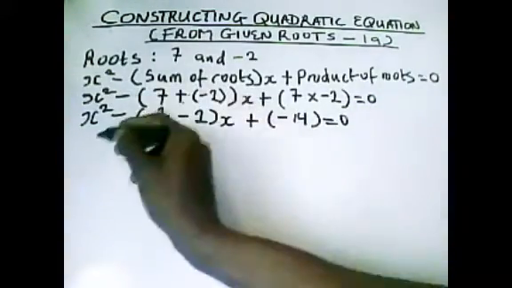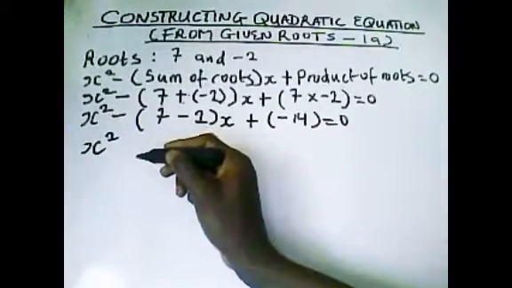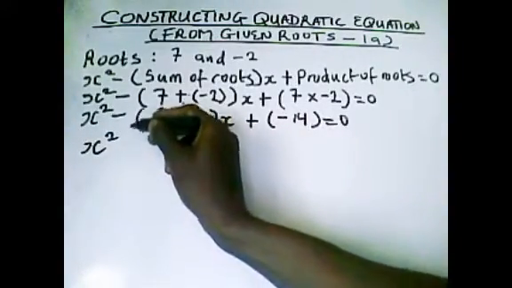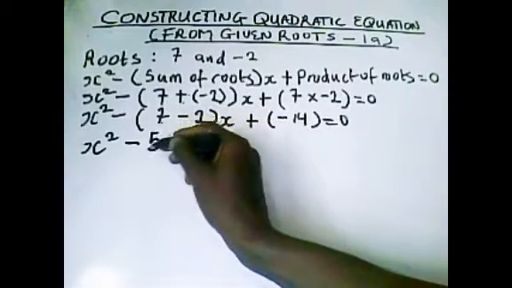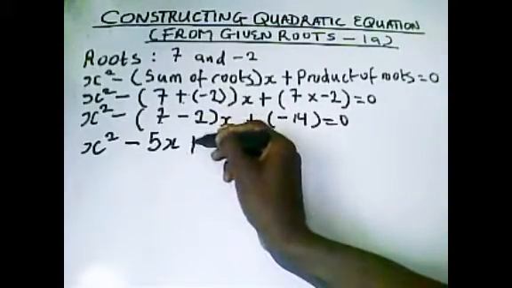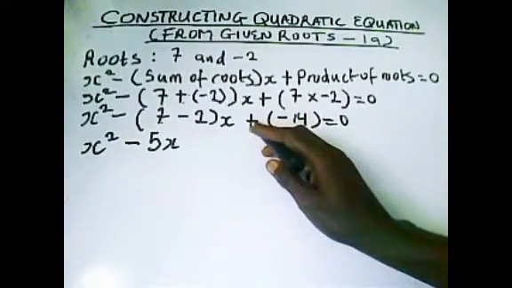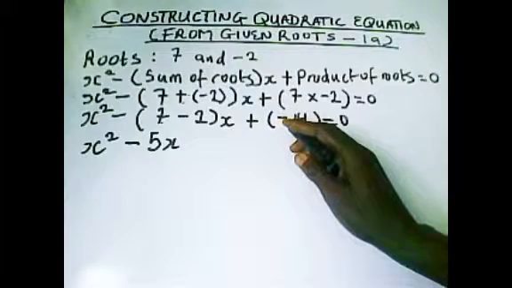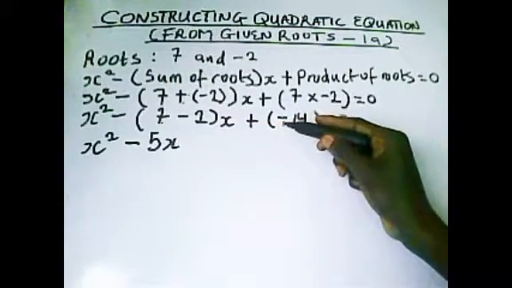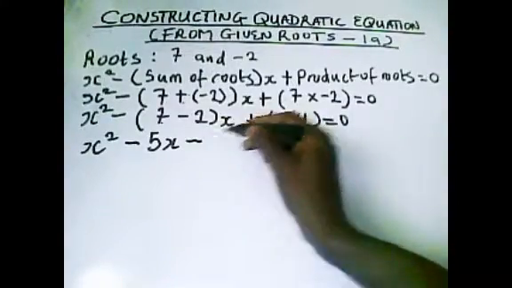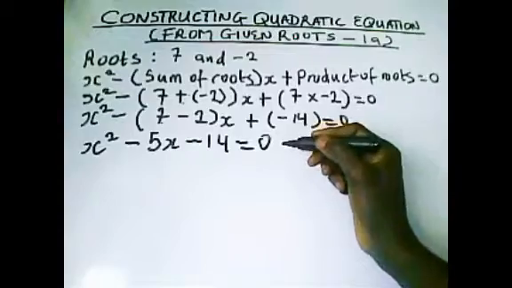So finally we are going to have x squared, then minus 7 minus 2 is 5x. Then before we do anything, observe the sign in the brackets here. We have a positive sign outside and a minus in the bracket. So plus times minus will give us minus, and of course we have 14, and everything equals to 0.